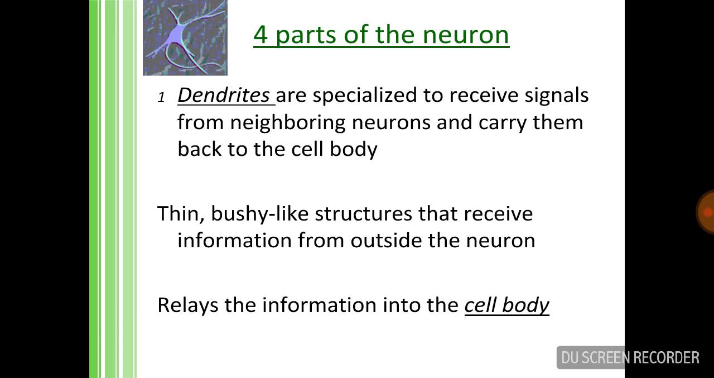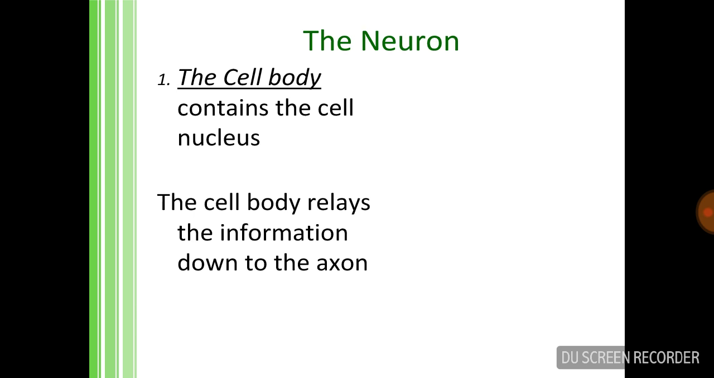There are four parts of the neuron. Dendrites are specialized to receive signals from neighboring neurons and carry them back to the cell body. They are thin, bushy-like structures that receive information from outside the neuron and release the information into the cell body. The cell body contains the cell nucleus. The cell body releases the information down to the axon.